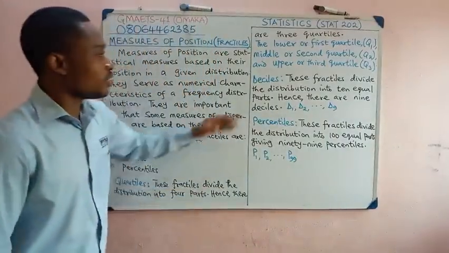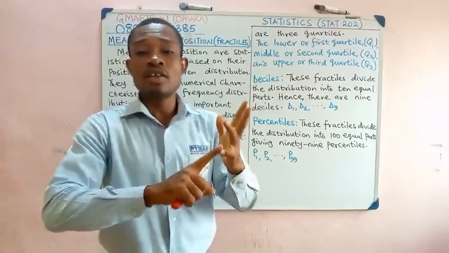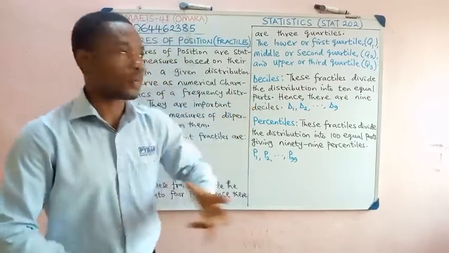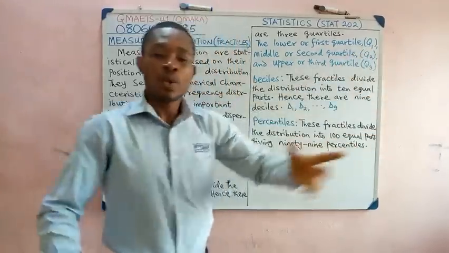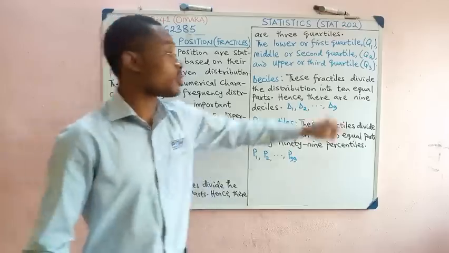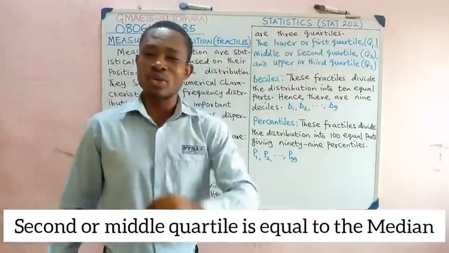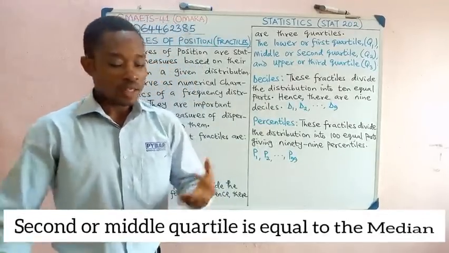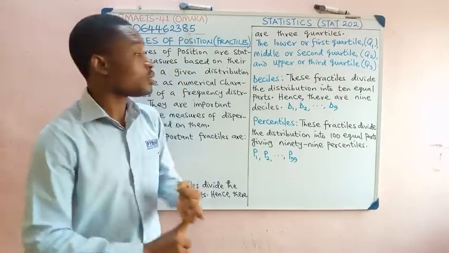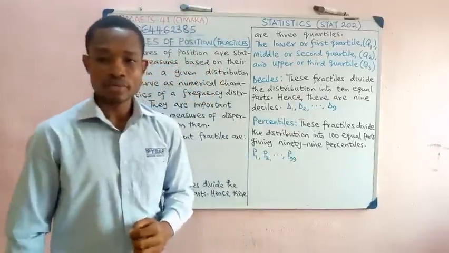These 3 quartiles include the lower quartile, also known as the first quartile. We use Q subscript 1 to represent it. We have the middle quartile, also known as the second quartile. We use Q2 for it. It's very important for us to know the second quartile is equal to the median. Then we have the upper quartile, also known as the third quartile, Q subscript 3.